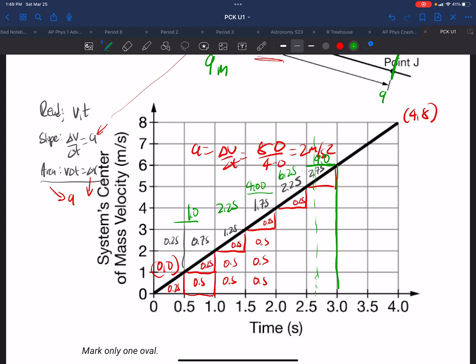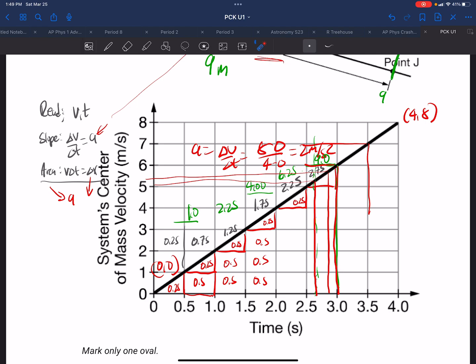Yet another way we could do it utilizing the area would be to try out the different answers. We could go to 2.7, read off the values, and calculate the area that's under 2.7. 2.8, we could do the same thing. 3.0, we could do the same thing. And 3.5, we could do the same thing by process of elimination. The problem we run into when we do that is that there is uncertainty associated with reading the values off for 2.7 and 2.8. And the uncertainties are sufficiently large that it could cause you to choose the incorrect one.